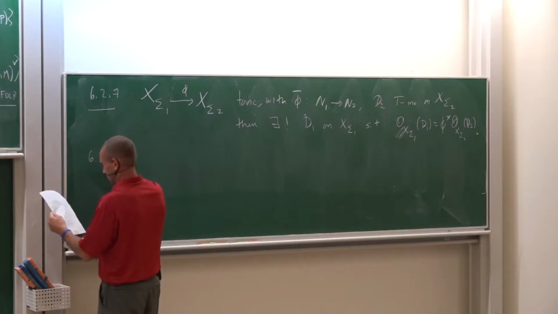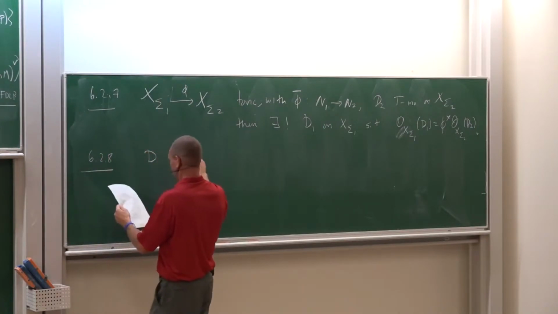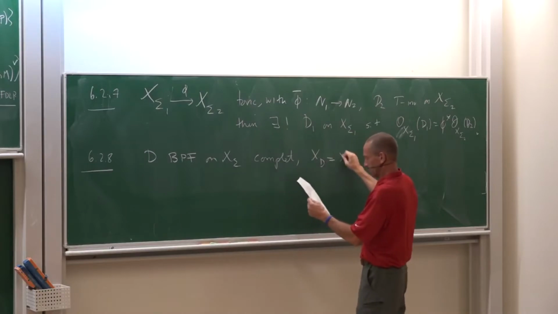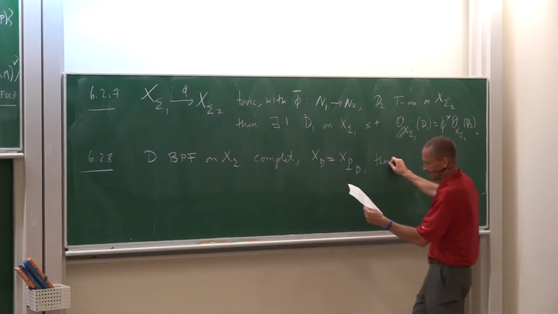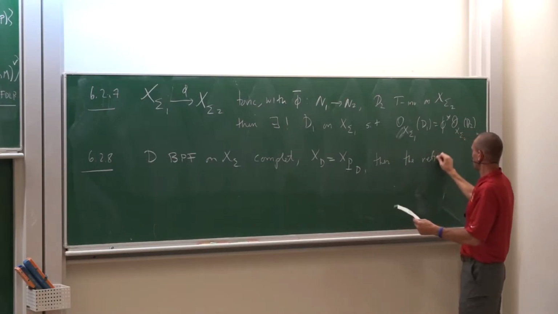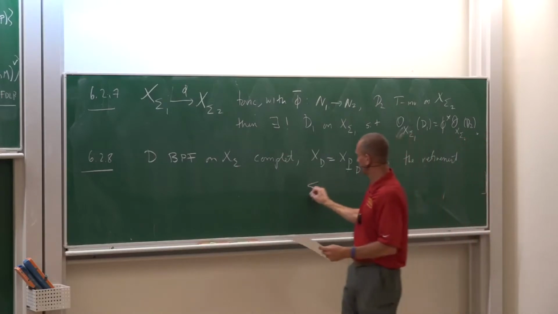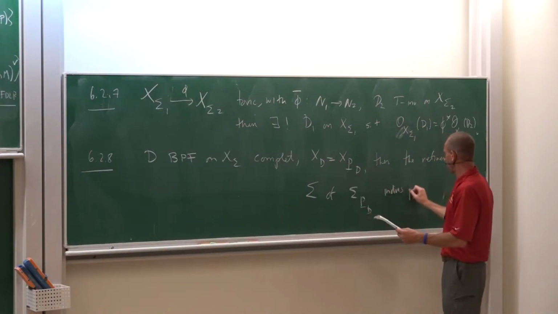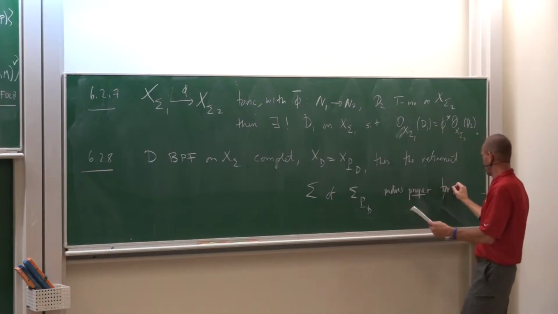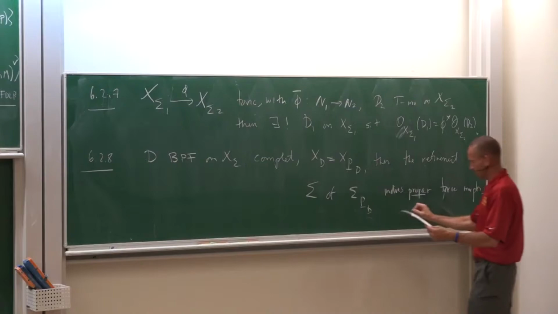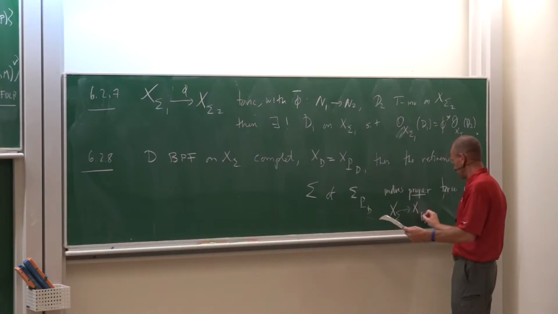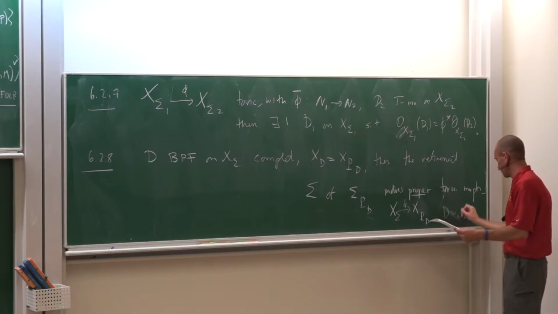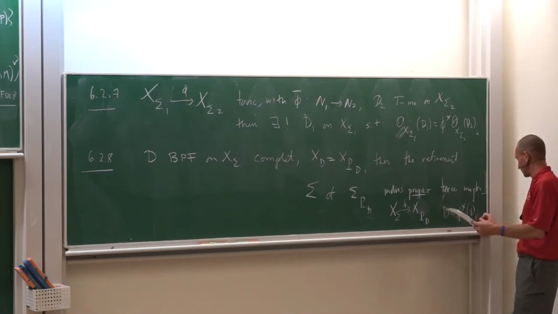And 6.2.8: if D is base point free on X sigma complete, with X sub D, then the refinement sigma of sigma sub P of D induces a proper toric morphism phi from X sub sigma to X sub P sub D, and furthermore D is linearly equivalent to phi star of D of P of D.